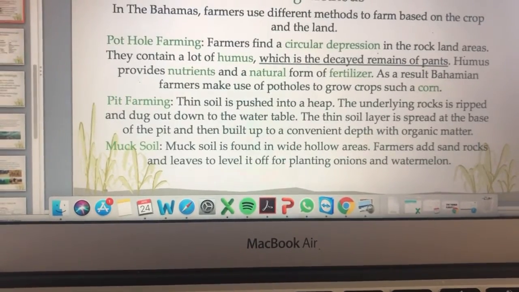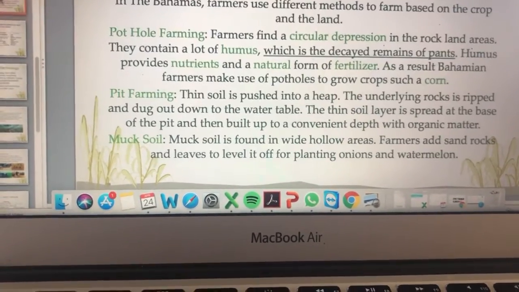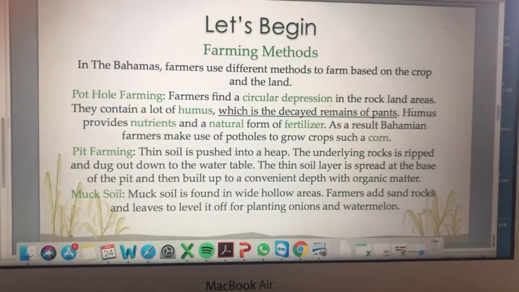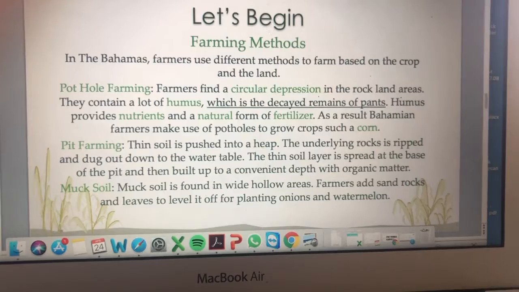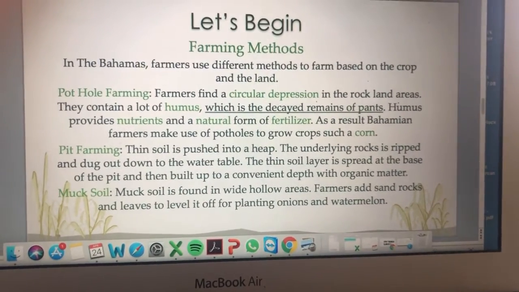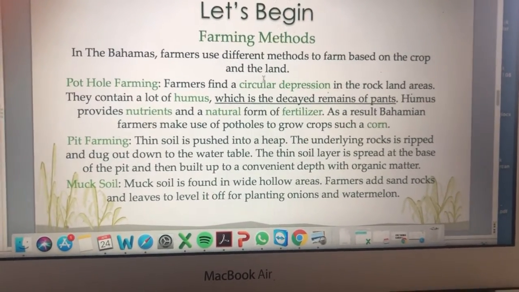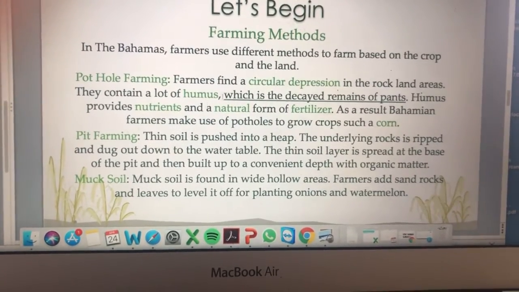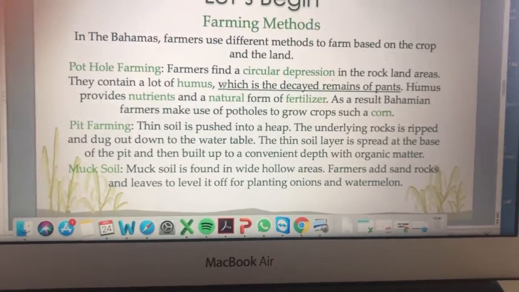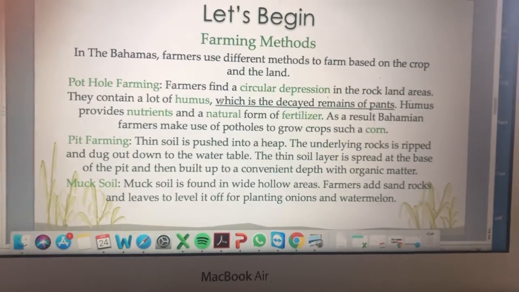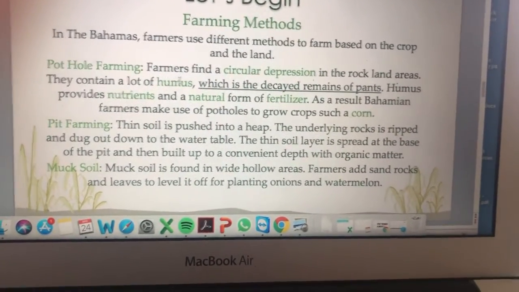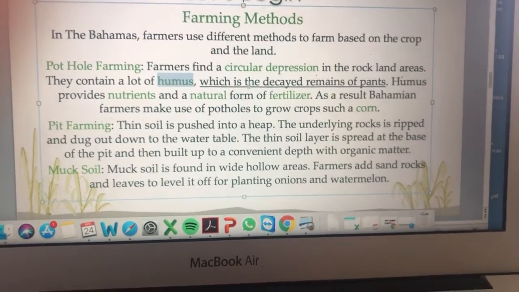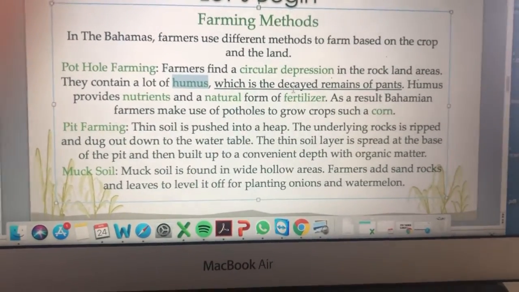Then we're going to go on to this here. We've got some different methods to be able to have your crops on the land, okay? So we've got pothole farming, a circular depression, just a hole in the ground. They can create a lot of humus. Now this word's a key word. I'd maybe write this down, make an extra definition, which is the decayed remains of plants, okay?